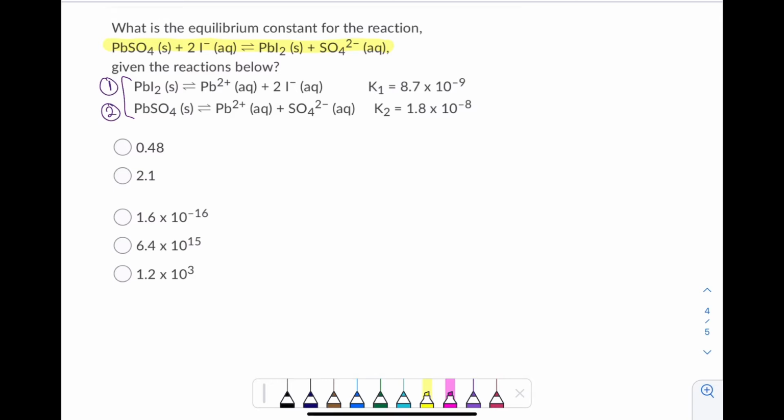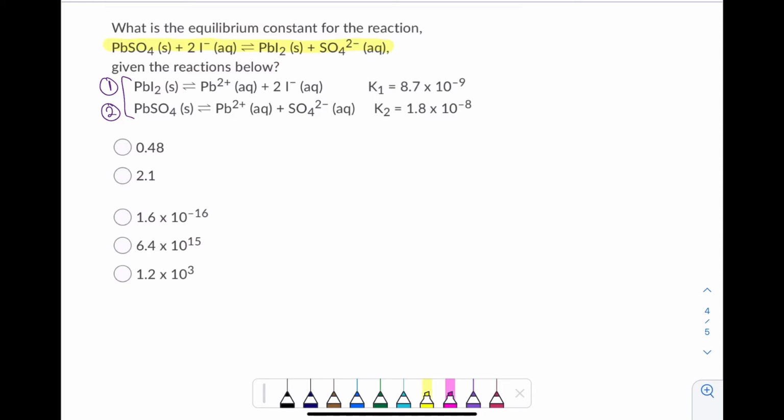The way that we work this problem is very, very similar to the way that we found answers for delta H for a reaction using something called Hess's law. You all did this back in Gen Chem 1. This is the same strategy.